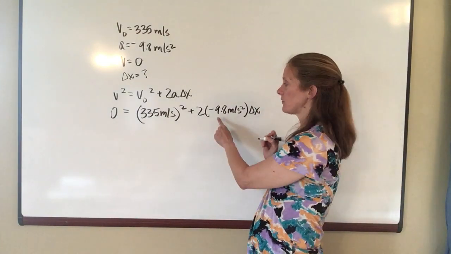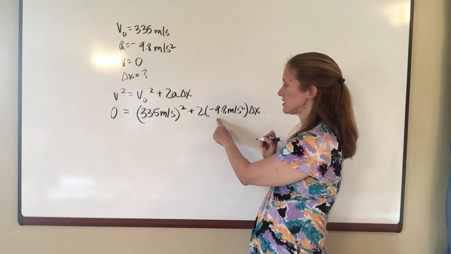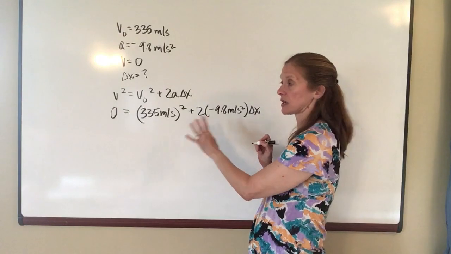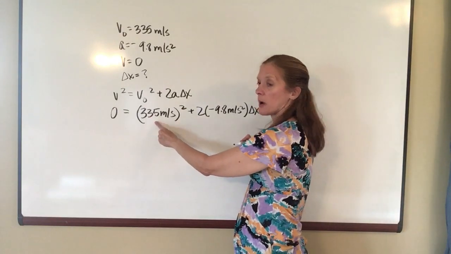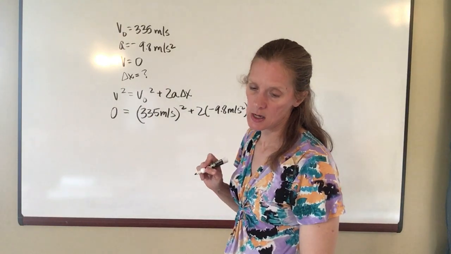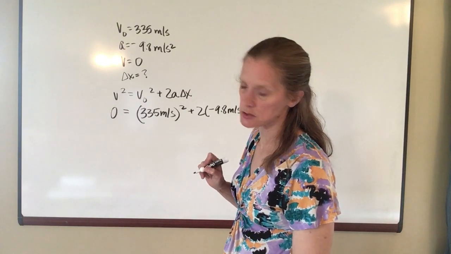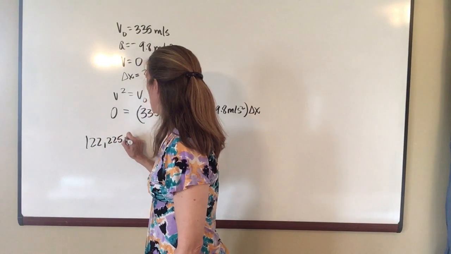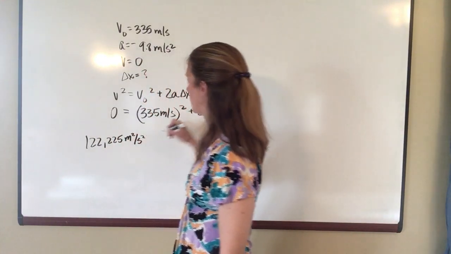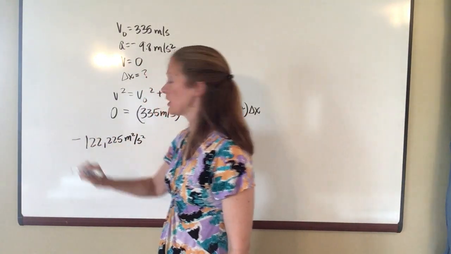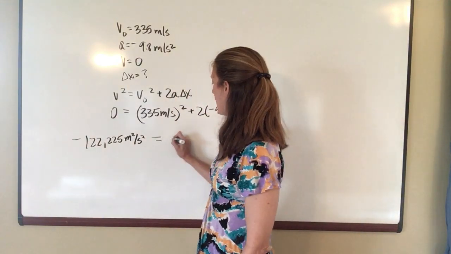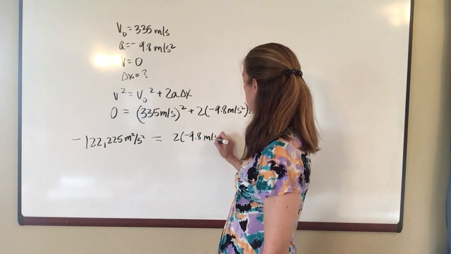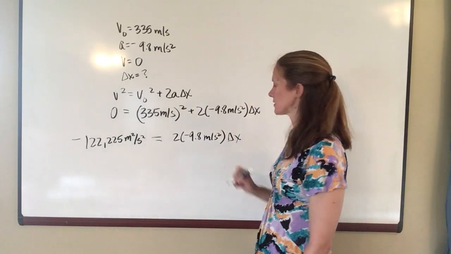This is where negative acceleration becomes key, because if you don't make this negative, you're going to end up with a mess here in just a second. Let me show you what I mean. When I square this, I get 122,225 meters squared per second squared. And when I move it to the other side of the equation, it's going to be negative. And then here I'm going to have 2 times negative 9.8 meters per second squared delta x.